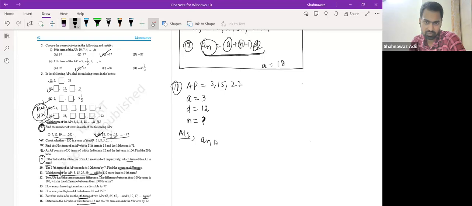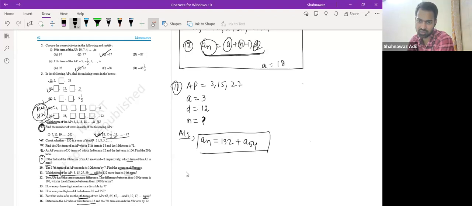It's 132 more. So nth term is equal to, how do we write 132 more? It would be 132 plus the 54th term. Absolutely correct. So this is the information that they were saying, right, guys?